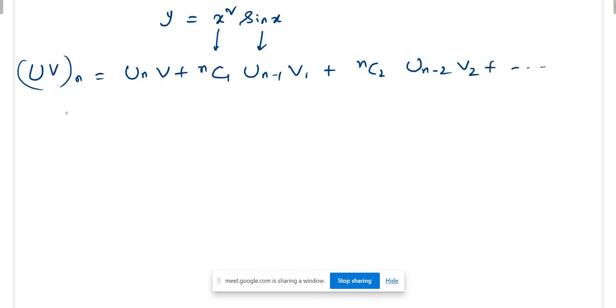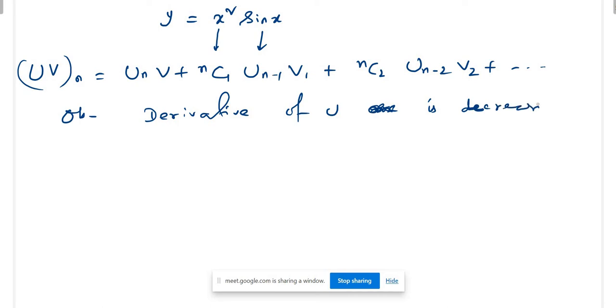So first observations are derivative of u is decreasing, and derivative of v is increasing.